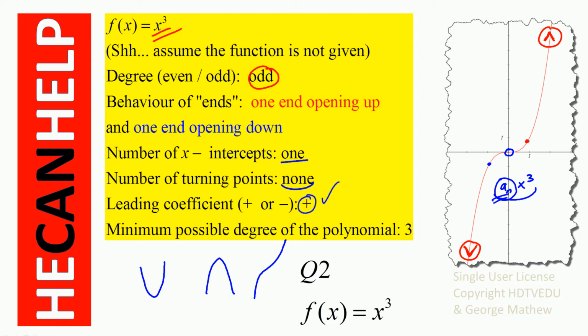No question about that. Minimum possible degree of the polynomial, 3. Why not 1? Well, when the polynomial is of degree 1, you have a linear equation. And we have a curve, which can never be a straight line. So for that reason, we exclude linear equations. A polynomial of degree 1 is excluded. So then what are we left with? Minimum possible degree of the polynomial, 3.